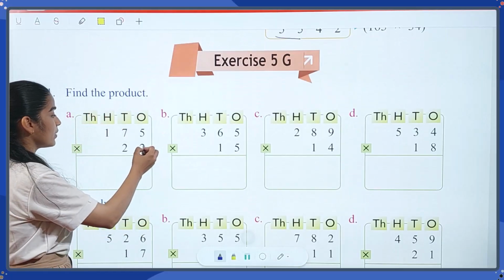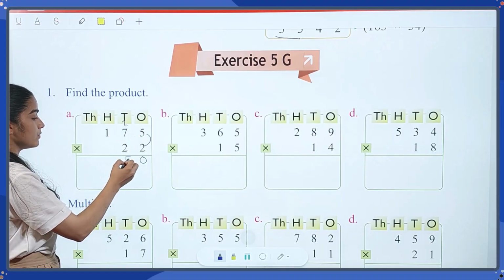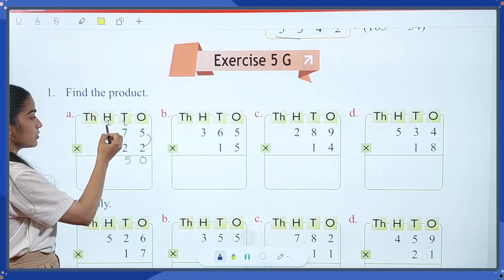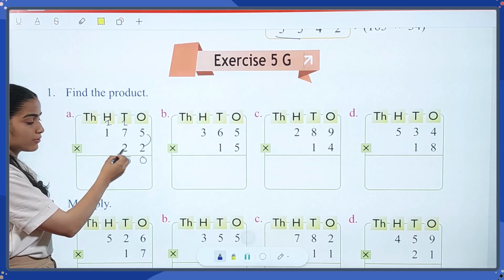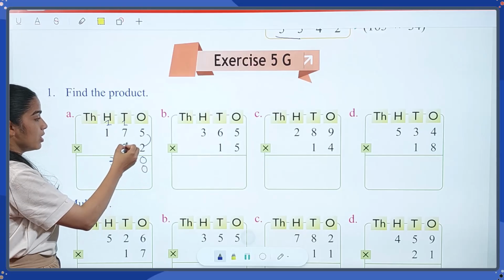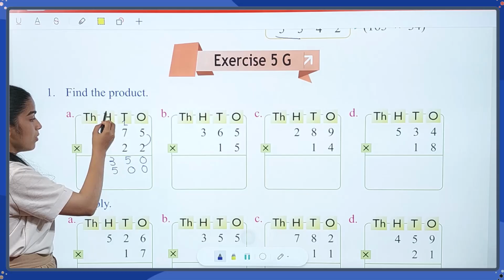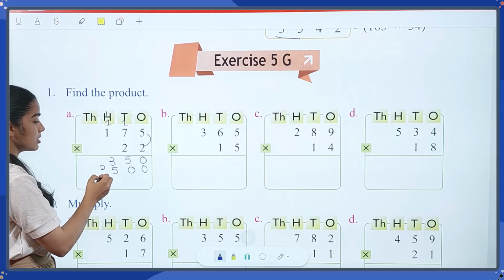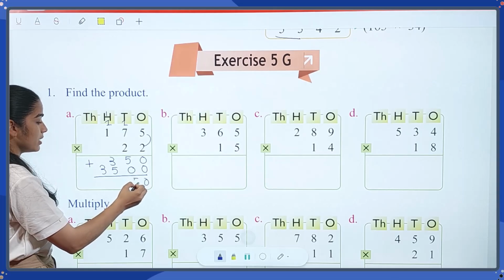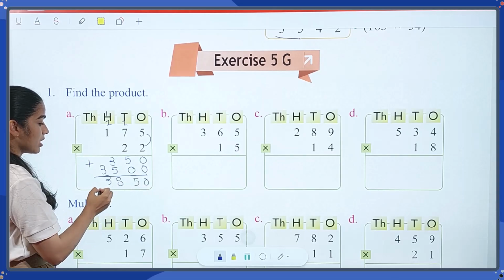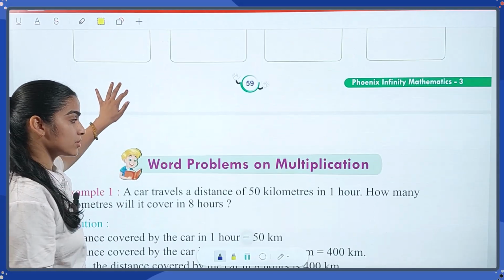Now 2 5s are 10, 1, 2 sevens are 14 plus 1, 15, 1, 2 ones are 2 plus 1, 3. Now before switching to the next number, what we have to do? Add a 0 here. Now you have to add these two numbers together, 0, 5, 8 and 3. So your answer is 3850. So in the same way you have to solve the rest of the questions.